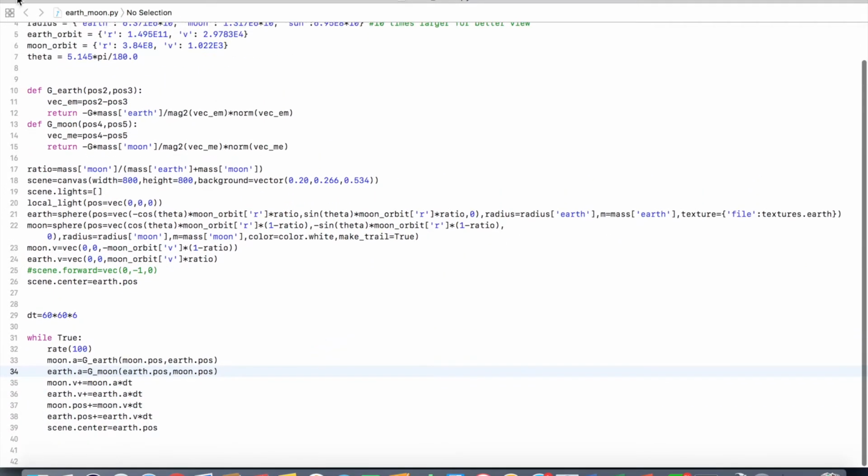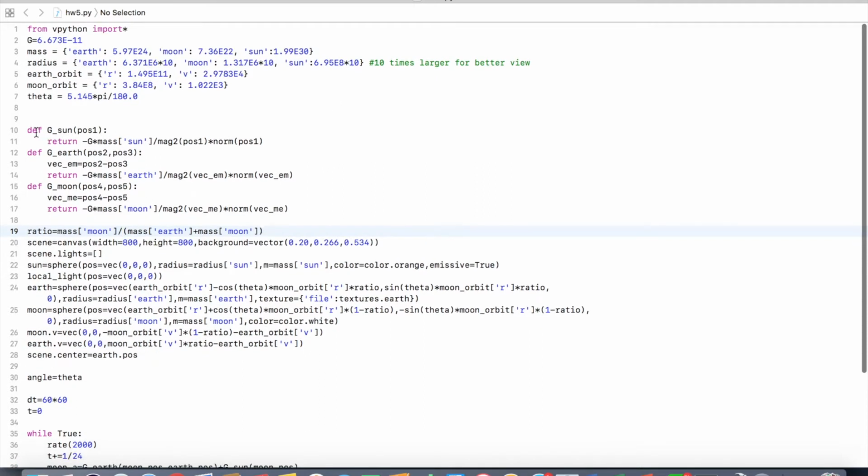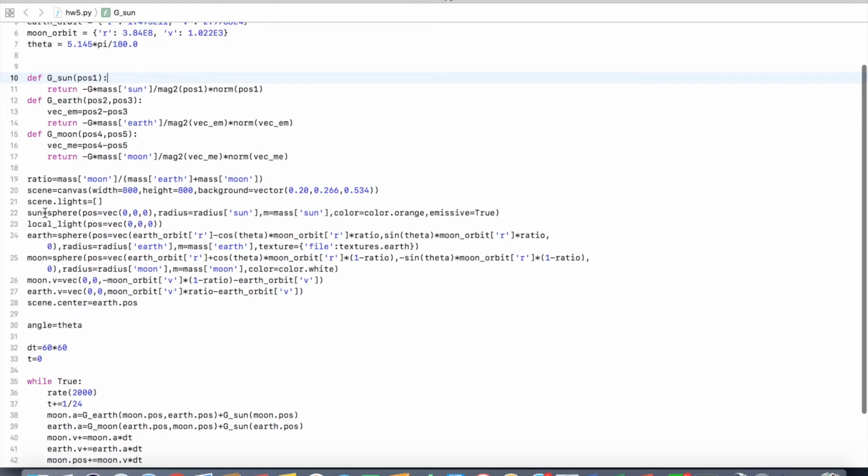Okay, so this is the part for the Earth-Moon system. Now we will add the Sun. So same thing, we define a function g sun to be the gravitational acceleration caused by the Sun. And the Sun is right here. So we want to set the Sun at the origin.